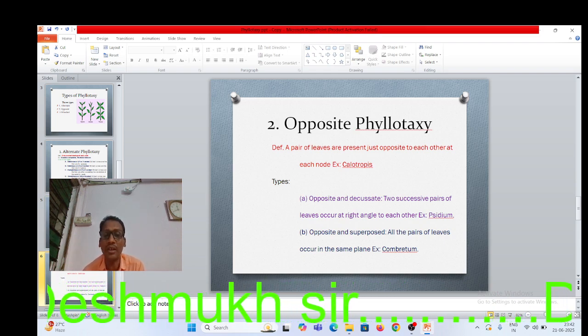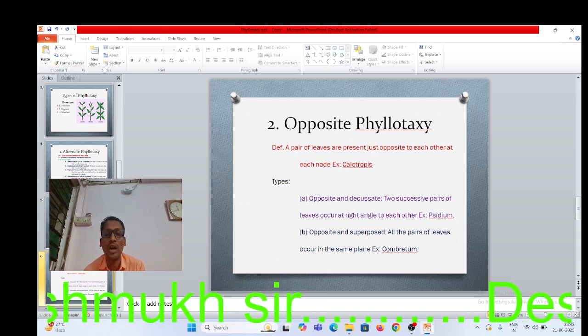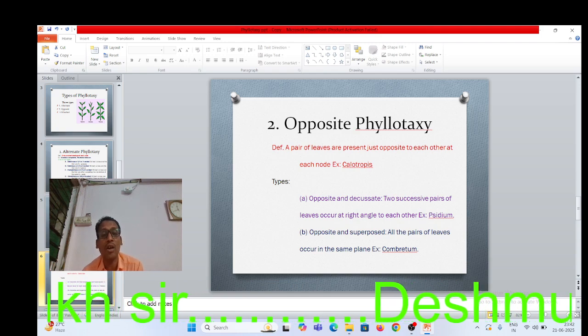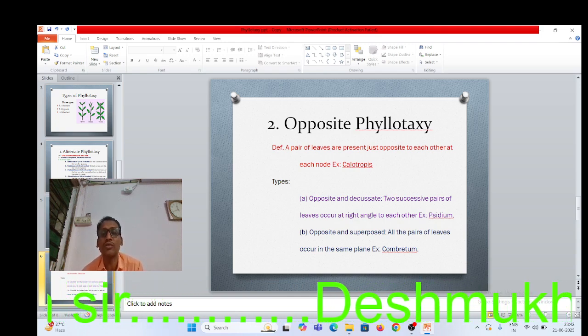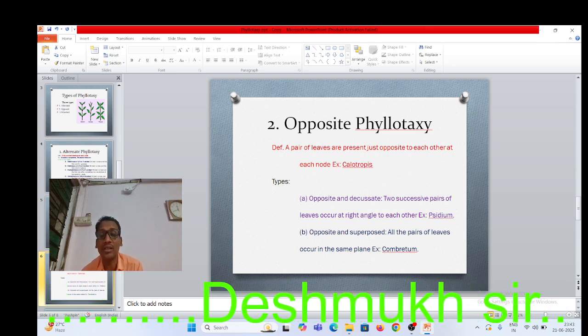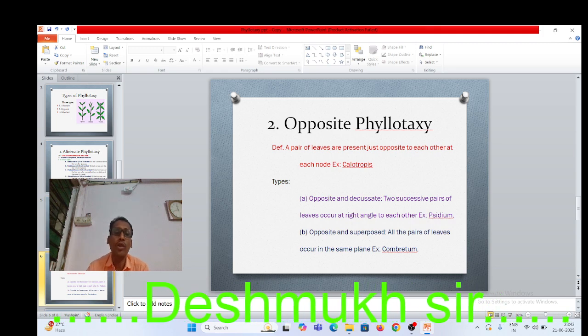The second type is nothing but the opposite and superposed. When all pairs of leaves occur in the same plane, then it is going to be called opposite superposed. And the best example is the Combretum plant, where we are going to find such a kind of arrangement.